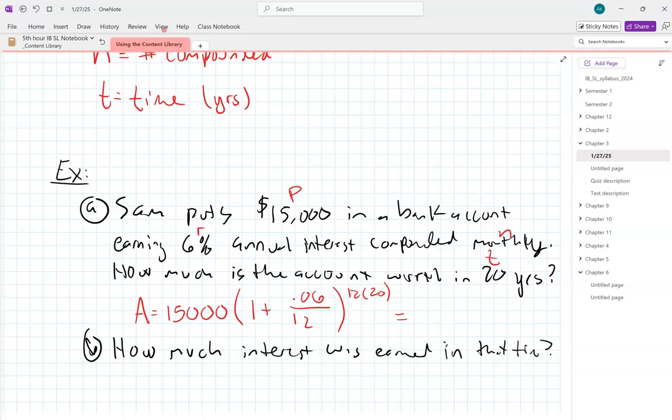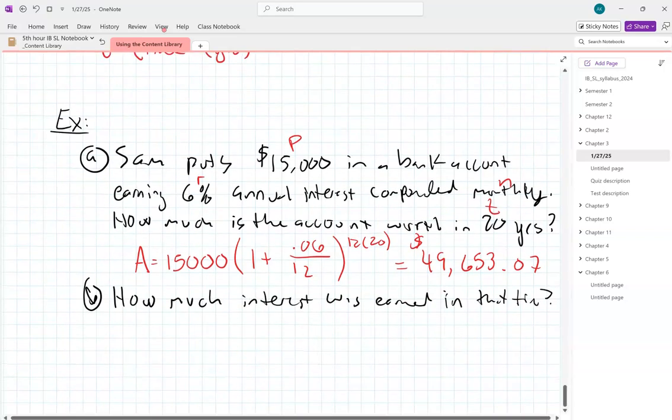So just into my calculator that goes. So I get $49,653.07. Why didn't I round to 3 sig figs here? It's money, right? I'm going to round to the penny.